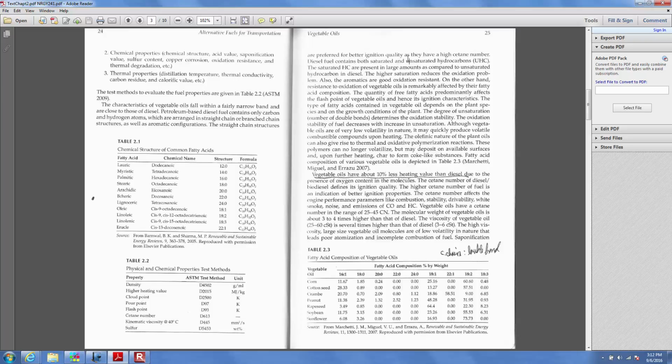If you run too low of an octane number in your engine, it'll cause it to knock. Diesel fuel is kind of the same thing, only it's a cetane number instead. But they basically do the same thing.